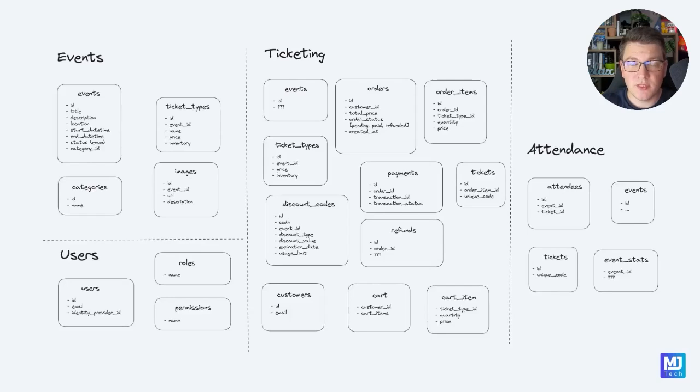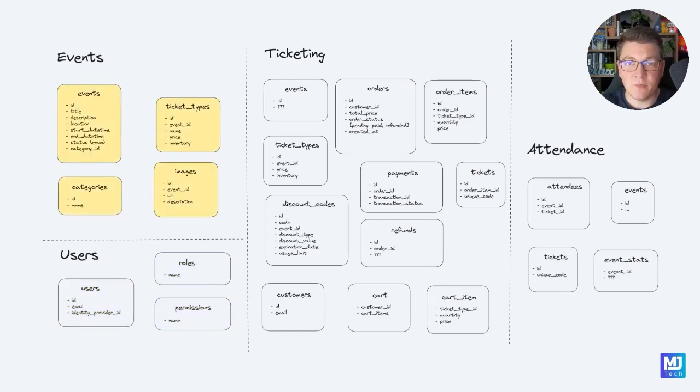Here's a conceptual diagram of the 4 modules that we will have in our system with the corresponding entities inside. Inside of the users module, the core entity is going to be a user, and they will have a set of roles and permissions that we will use to implement role-based access control.